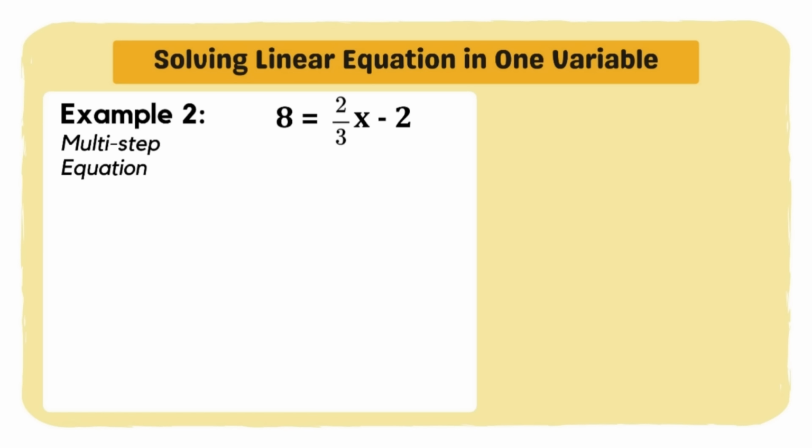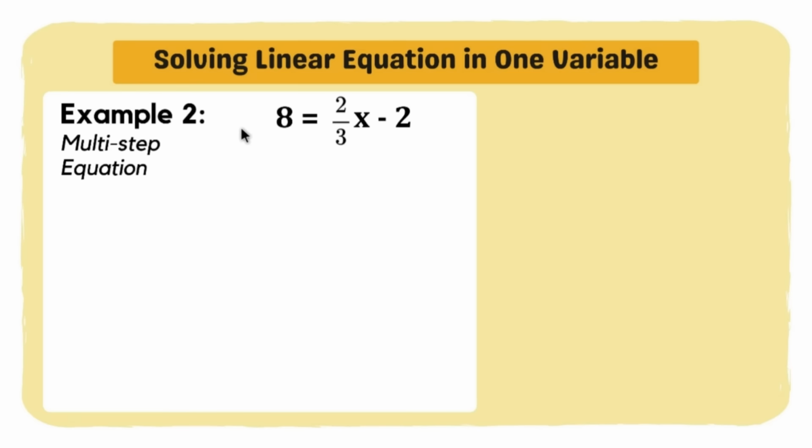Okay, next example, we have here 8 is equal to 2/3 x minus 2. So if you notice, we have here the variable x on the right side of the equation. So if you don't like this, if you don't want to operate like this, you can actually move yung variable nating x doon sa kabila, okay, or sa left side.